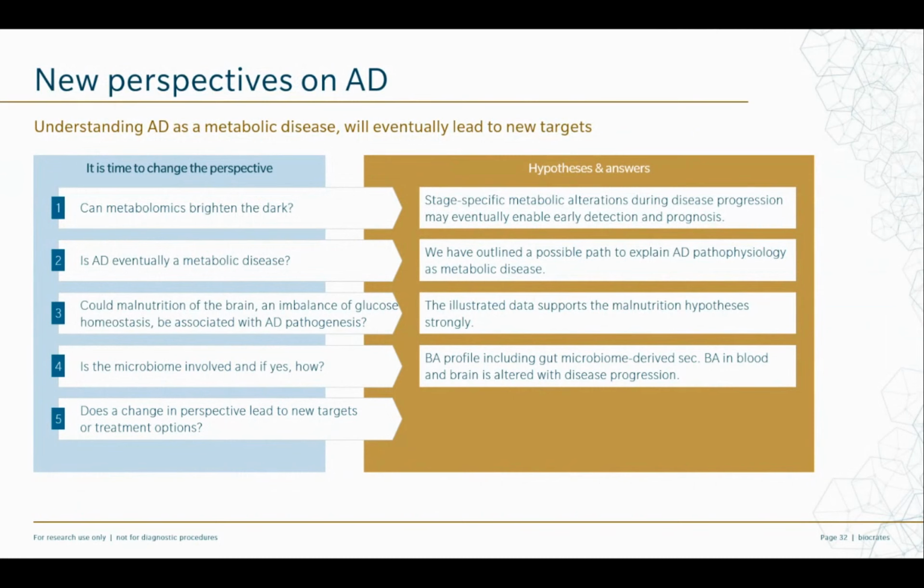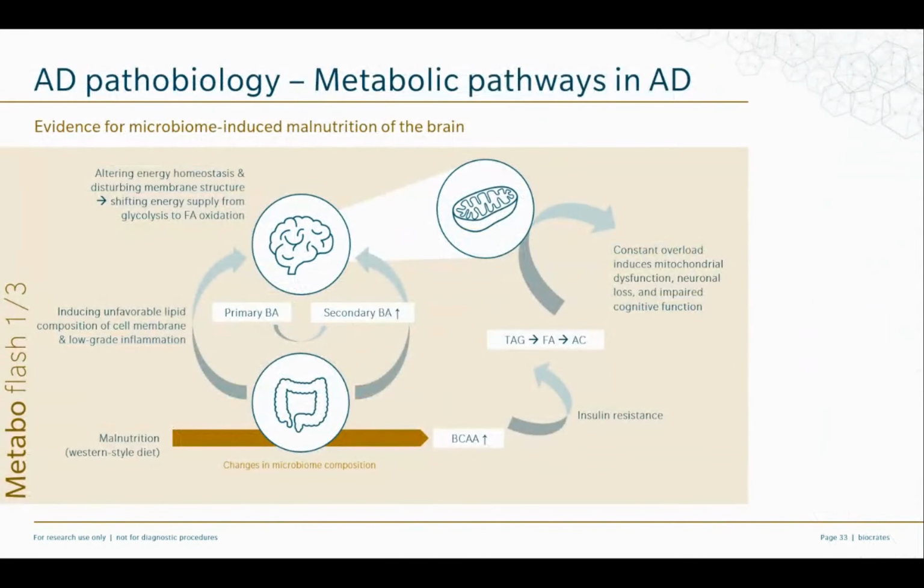But will a change in perspective also lead to new targets or treatment options? So here's a hypothesis how Alzheimer's disease may arise. An unhealthy diet like the Western-style diet most of us consume can, over many years, induce several changes. First, the lipids from the diet lead to an unfavorable composition of the cell membrane and low-grade inflammation. But malnutrition also induces changes in the gut microbiome that can lead, on the one hand, to an increase in secondary bile acids, and on the other hand, to elevated levels of branched-chain amino acids.